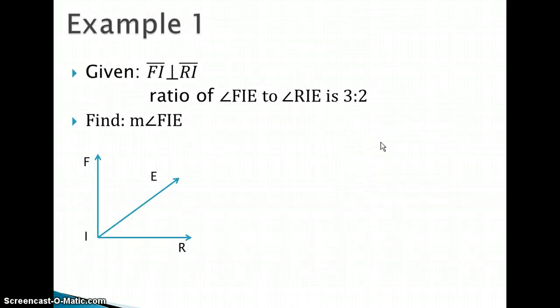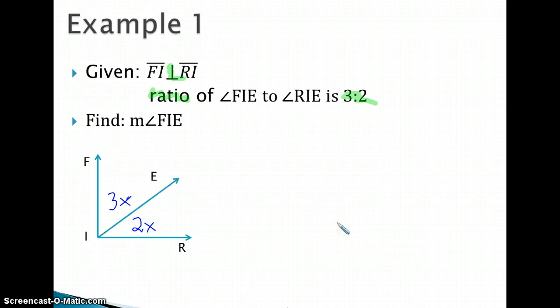So let's start off with an algebra-based problem. It says here, given FI is perpendicular, again, we've got that symbol right there, to RI, the ratio of FIE to RIE is 3 to 2. So we have a ratio, and they tell us what this ratio is. That tells us that we're going to have to take that information and turn that into an algebraic expression. So if you see ratio, that means that the FIE, the first thing mentioned, is 3x. And RIE, the second thing mentioned, is 2x.